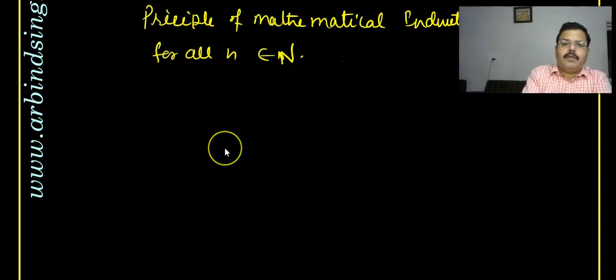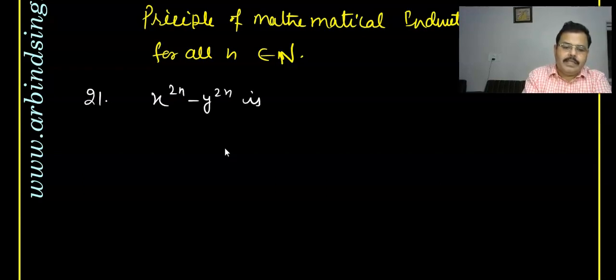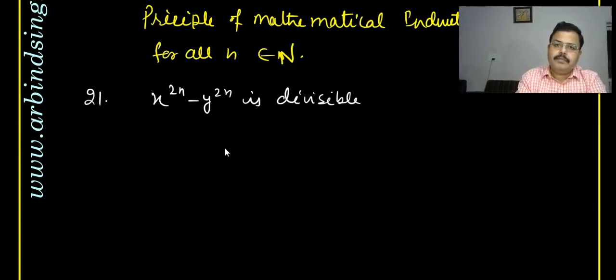That's not difficult. Now next question 21 is, x to the power 2n minus y to the power 2n is divisible by x plus y. Let, again we will write the solution. And solution we will write in the same way.